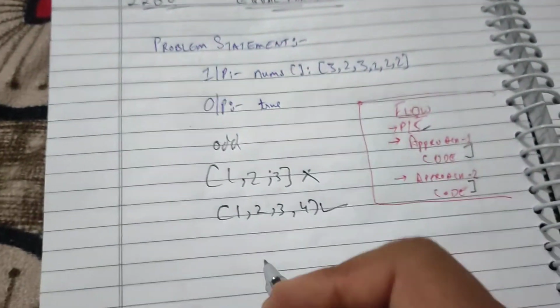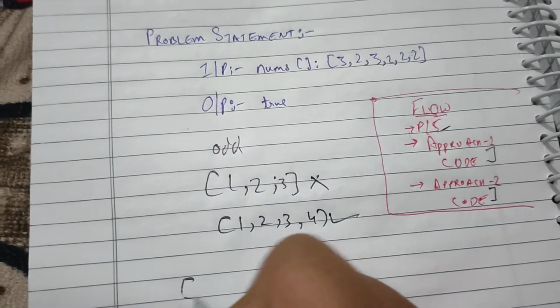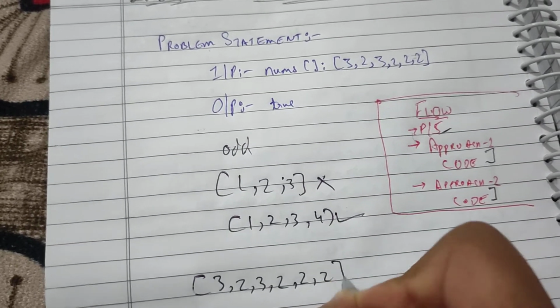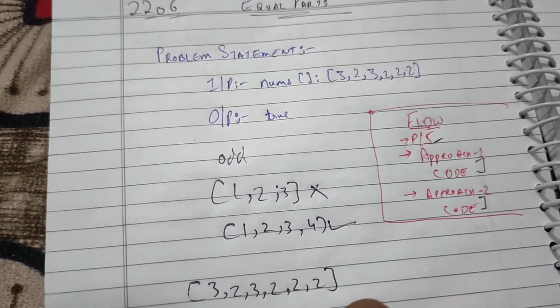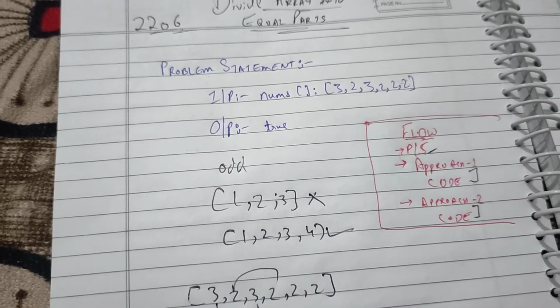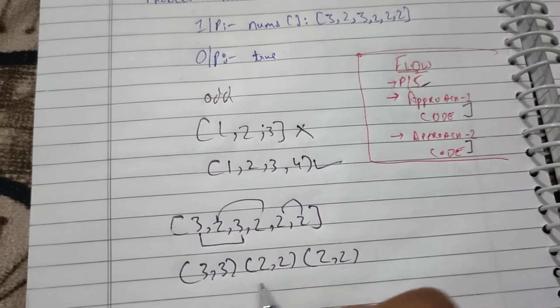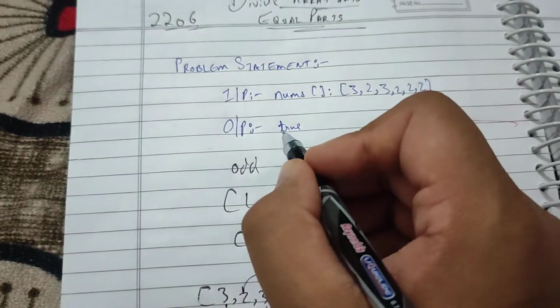So what does equal part mean? Let's just take this example. We are given 3 2 3 2 2 2. We have to make pairs of 2 like this. As you can see, this is one pair, this is another pair, and this is another pair. So it has made 3 pairs. If it is divided into equal pairs, then we are going to return true.